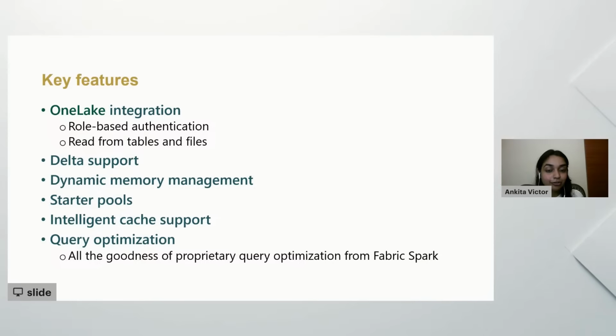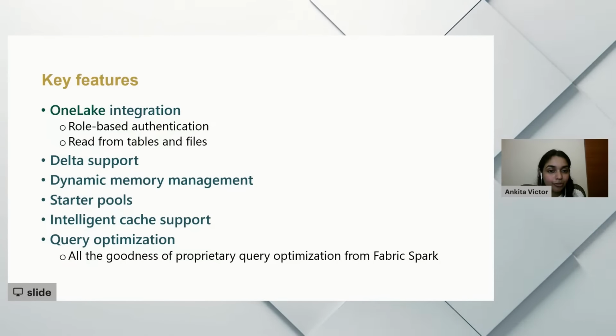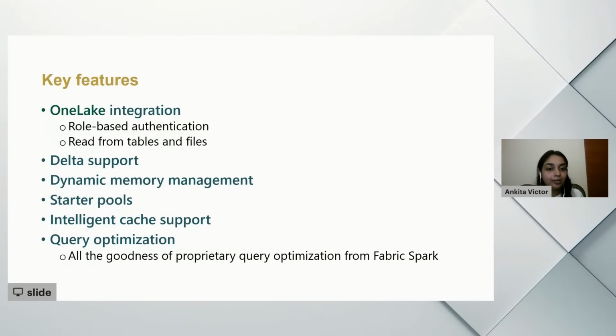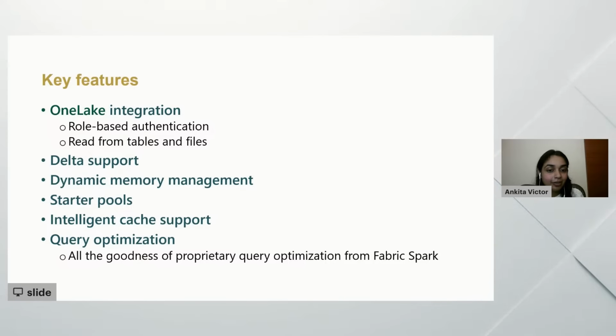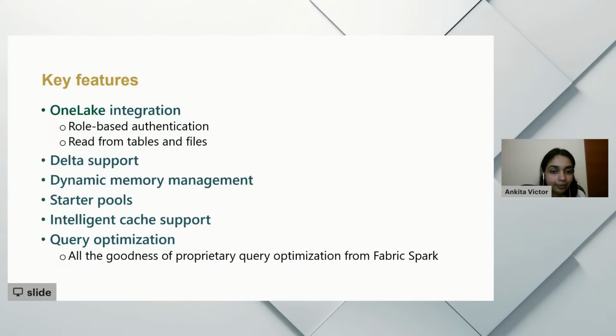Fabric has this cool feature of starter pools where you don't really need to wait for a Spark session to initialize. When you enable the native execution engine, you do not lose this cool feature. We have the intelligent cache, which speeds up access to your frequently queried data. The native engine is integrated with intelligent cache, which means that whether your scans happen in native or in Spark, your data is still going to be cached in your local cluster.